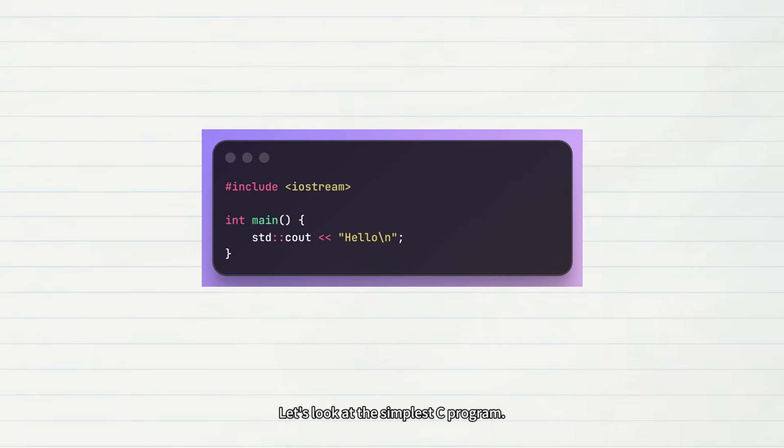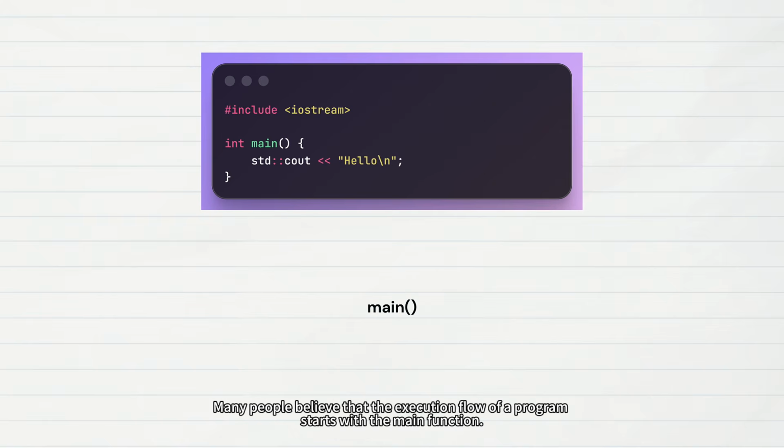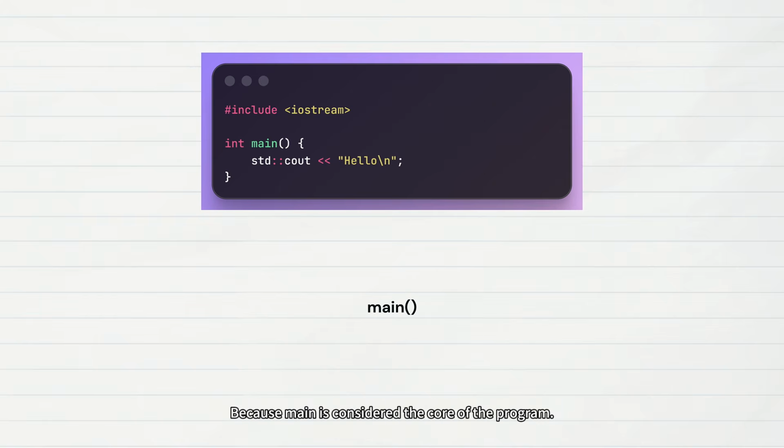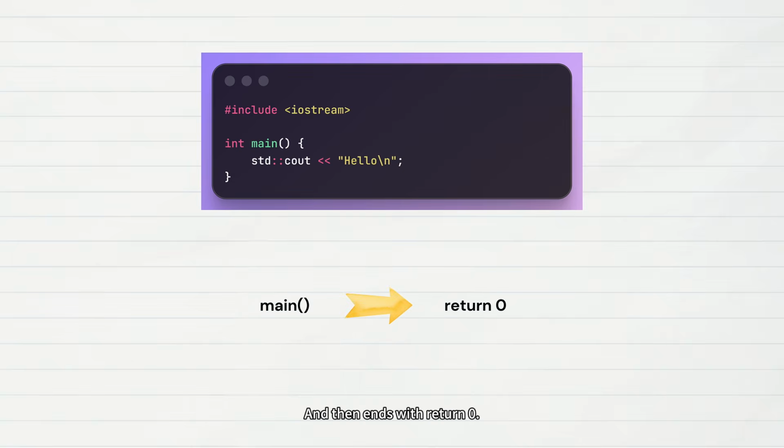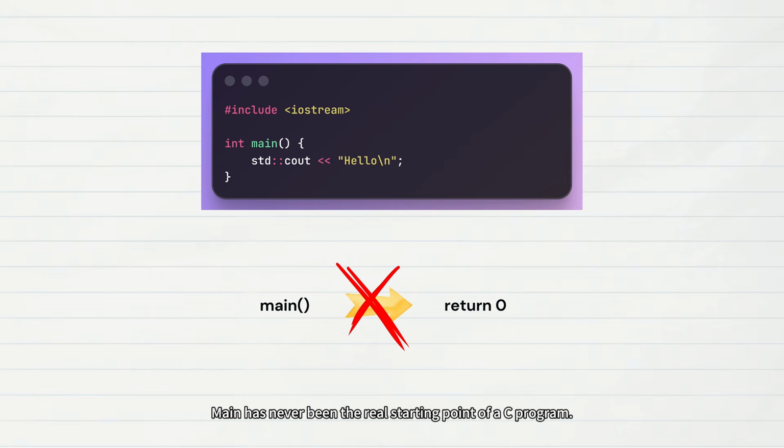Let's look at the simplest C++ program. Many people believe that the execution flow of a program starts with the main function because main is considered the core of the program and then ends with return 0, which is seen as the complete lifecycle of a program. But that's not actually the case. Main has never been the real starting point of a C++ program.